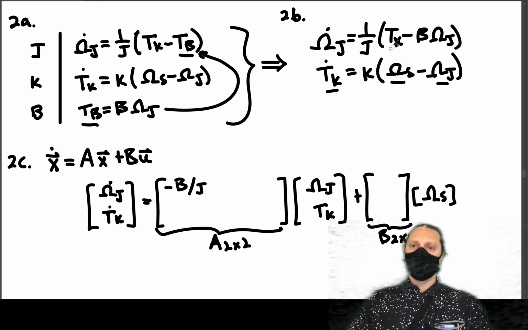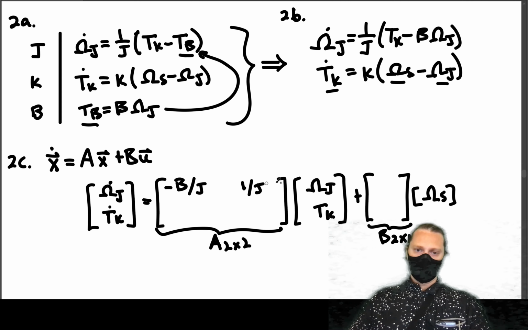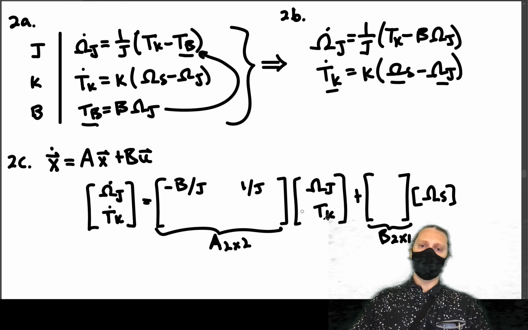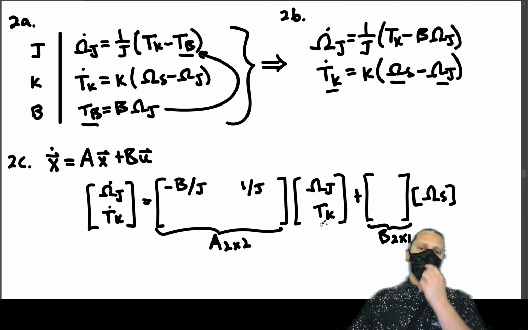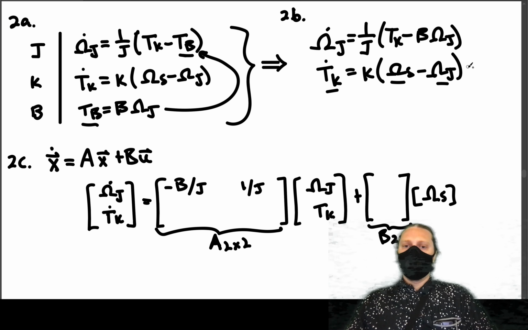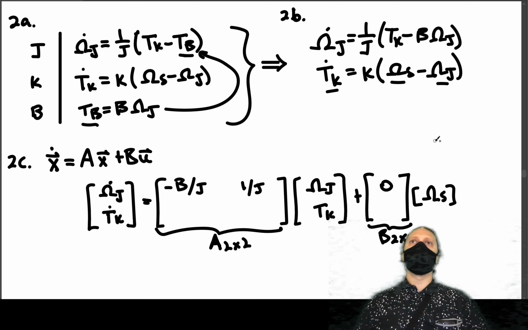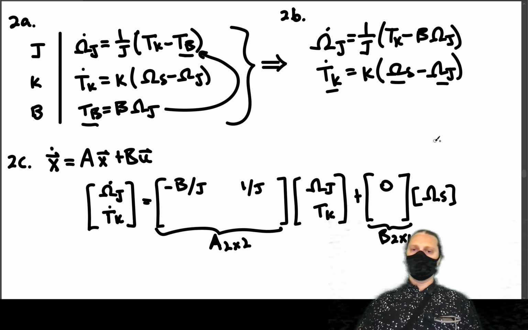The tk coefficient is 1 over j, because when we multiply this matrix by this vector, this component multiplies this component. So 1 over j tk. And there's no omega s term in that equation, so 0 omega s.